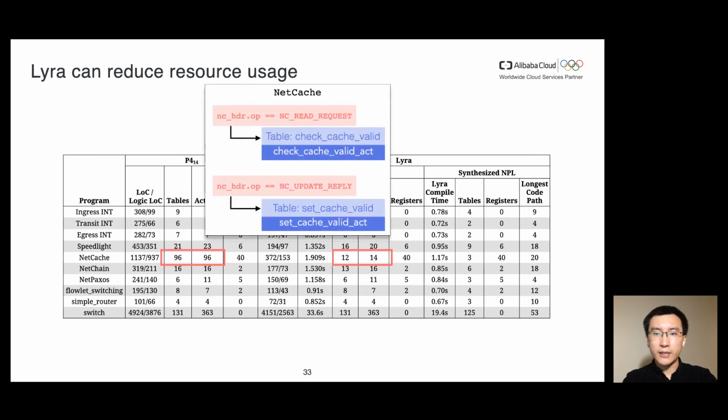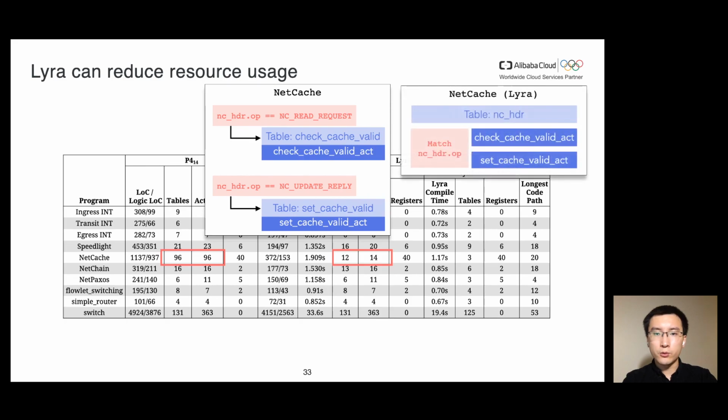Here is the code for netcache. We can see that there are two tables with no matching field, and they are executed under the predicate that are mutually exclusive. Actually, in this case, we can merge the two tables into one table and two rules that match the nchdr.op field. We also evaluated the scalability of the compiler. Please check the paper for the result.